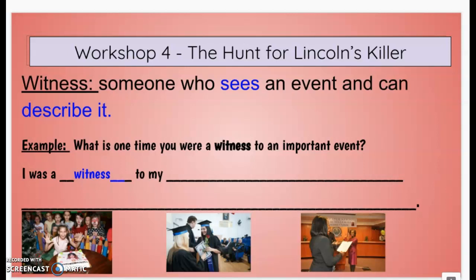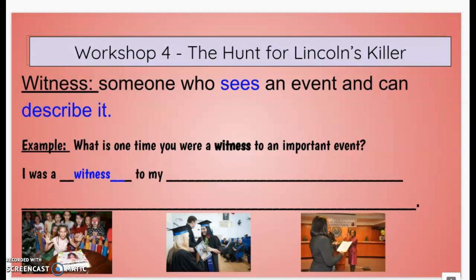Now, the example that you're going to respond to is, what is one time you were a witness to an important event? Now, I might say, I am happy to witness your continued growth in Read 180, or I am a witness to your progress with your reading. Now, I'm talking about a person and what I'm seeing. Now, you might also think, oh, I've been to a ceremony. I've been a witness to maybe a graduation or a baptism.